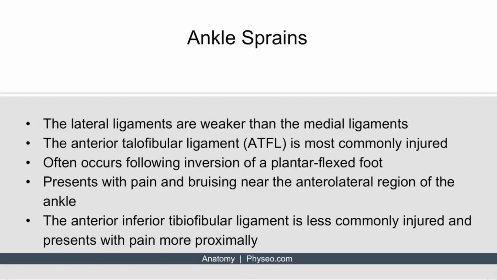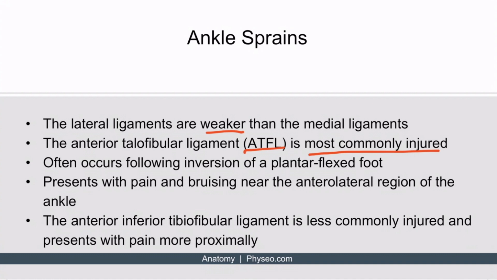The most likely topic to show up on Step 1 will be regarding ankle sprains, and this slide honestly covers everything you need to know. The lateral ligaments in the ankle are weaker than the medial ligaments, so they're much more likely to be injured and much more likely to show up on Step 1. The most important thing you need to remember from this entire lecture is that the anterior talofibular ligament, or ATFL, is the most commonly injured ligament in the ankle.